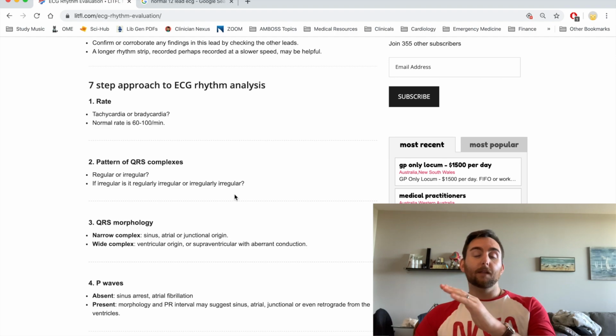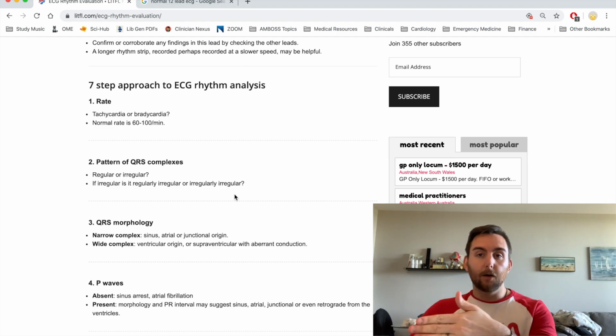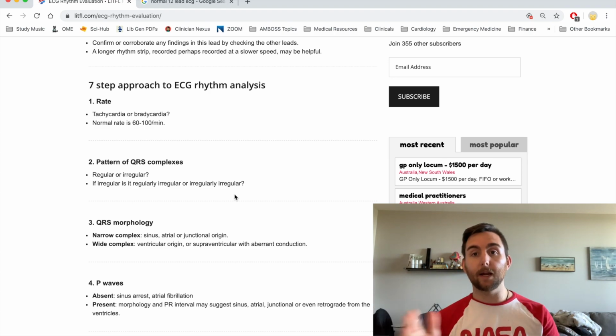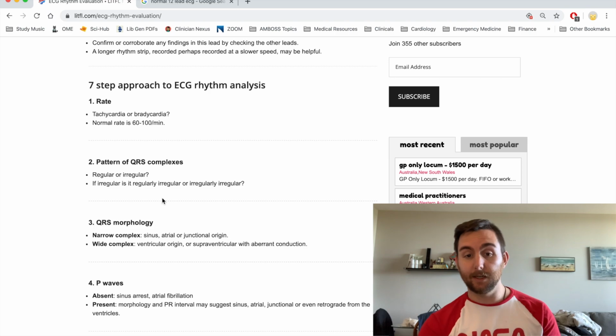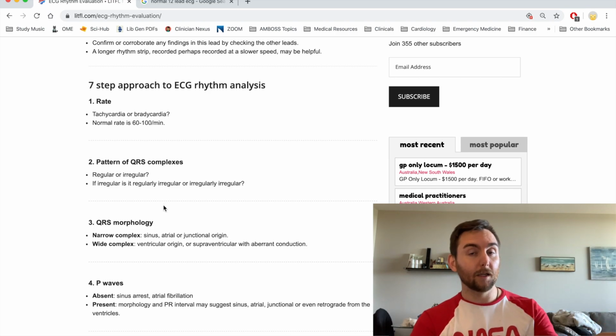So now we've looked at the EKG, we've determined the rate, we know if it's slow or fast or normal. We've looked at the rhythm, we've determined if it's regular or irregular, and if it is irregular, is it irregularly irregular or is it regularly irregular? You need to know that, I'm telling you.